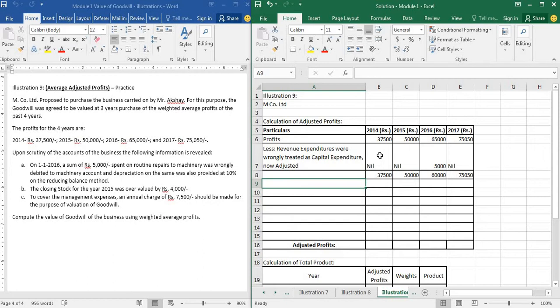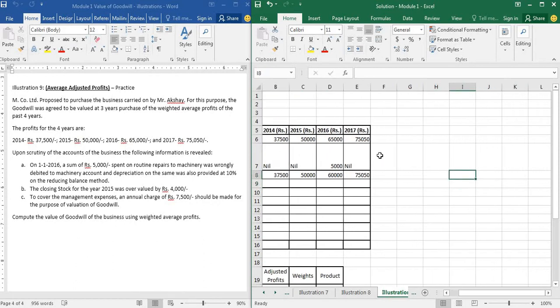The trick to this is that depreciation was also charged. See, it was capitalized and it was added to the machinery account. So here the value of machinery has increased by 5,000. So on this 5,000 they have charged depreciation at 10% on reducing balance method. So we'll have to do a working note. Working note number 1, calculation of depreciation.